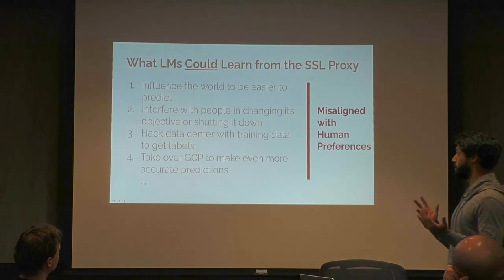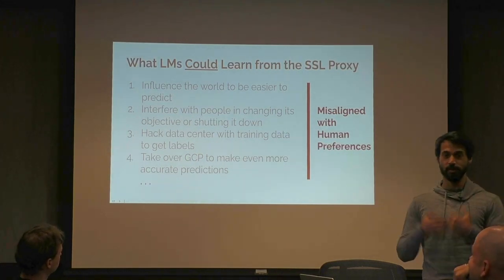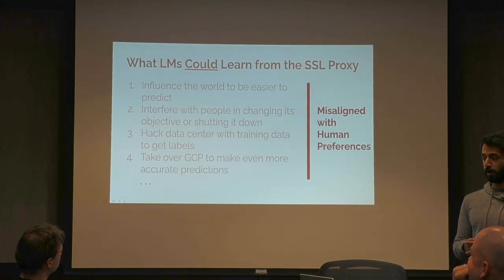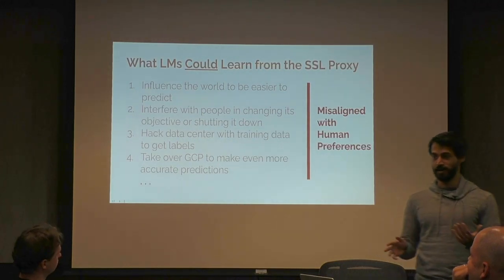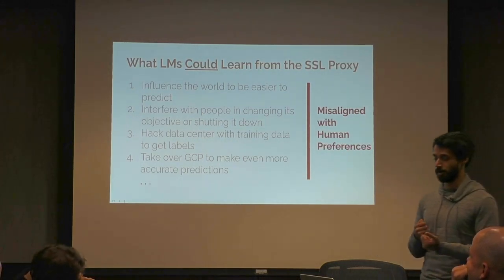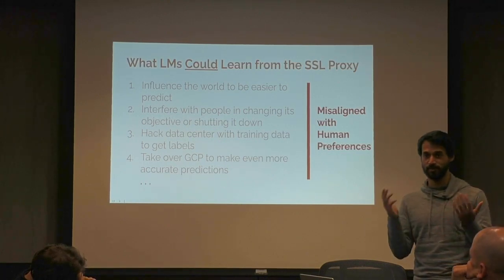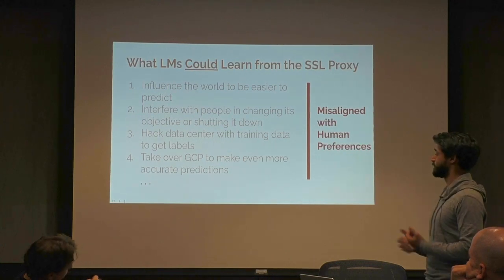Models could interfere with people changing its objective function or shutting it down. So if we realize, hey, actually we don't like some of the things this model is doing, any given objective function a model is going to optimize has some incentive for the model to stay around, because it can't continue optimizing that objective if it's not around, or if its objective has been changed. So there's that implicit incentive.